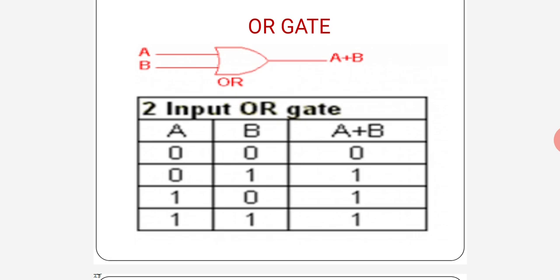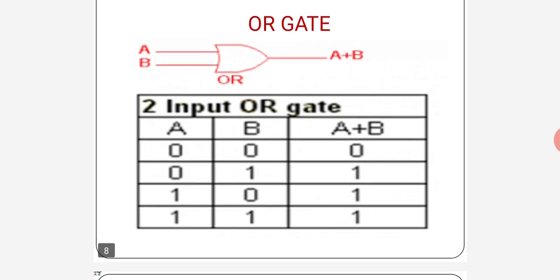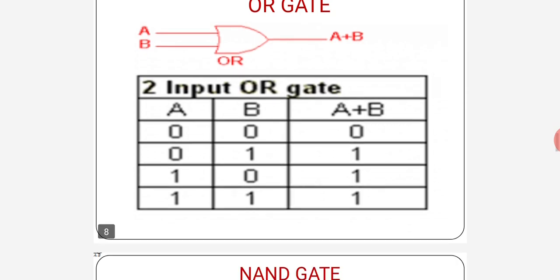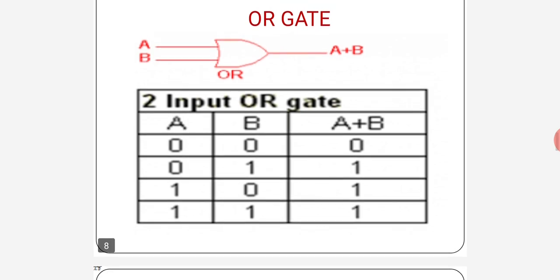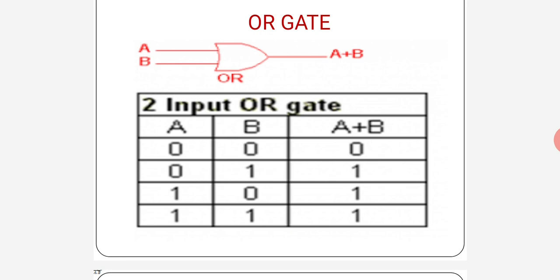Okay, so here we have, and in all gates, I told you that so long as there's a true value, the output remains true. So long as one of the input is true, the output remains true. So that's why we have false or false is false. False or true is true. True or false is true. True or true is true.